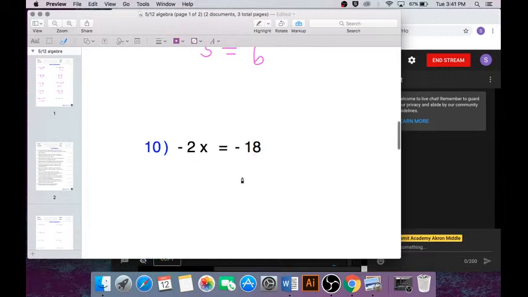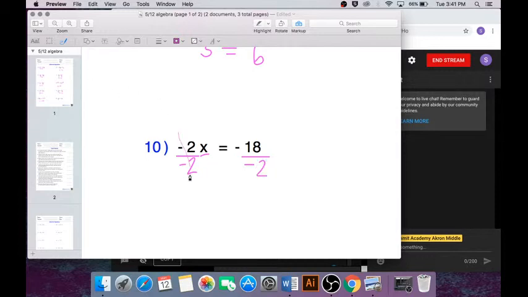Number 10, we have -2x equals negative 18. Our variable is x. It's connected to a -2. There's no sign, so that means it is multiplication. The inverse of multiplication is division. So we're going to divide by -2. Whatever we do to the left, we also have to do to the right.